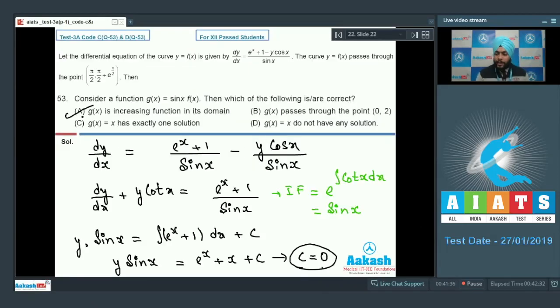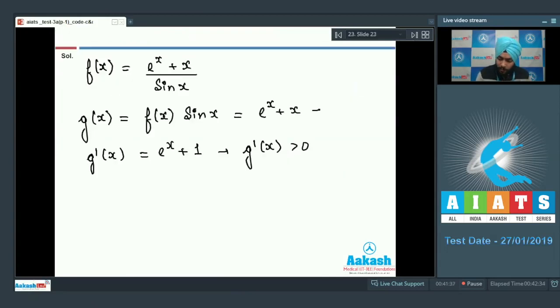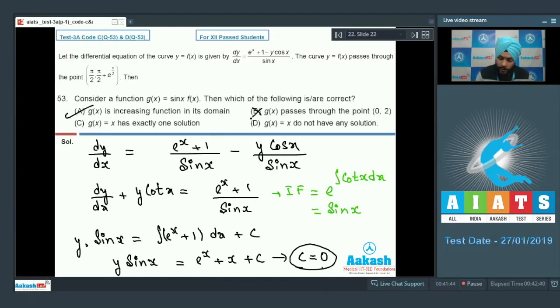g(x) passes through the point (0, 2). So what is g(0)? It is e^0 + 0. So that is 1. So B option is wrong. g(x) is equal to x has exactly one solution. g(x) is equal to x does not have any solution.